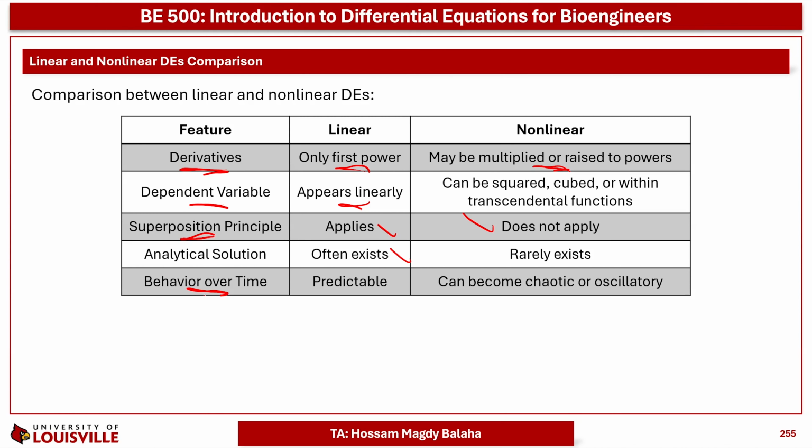And the behavior over time, it's predictable in the linear, but in the nonlinear, it can be chaotic or oscillatory, as sometimes a very small input to the nonlinear differential equation can lead to chaotic behavior or oscillatory behavior in the environment. So you don't have the ability to predict the output.